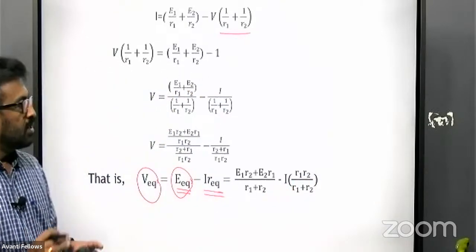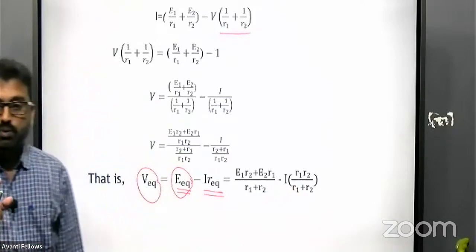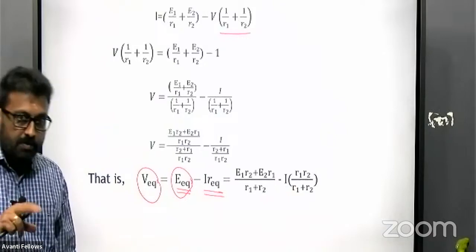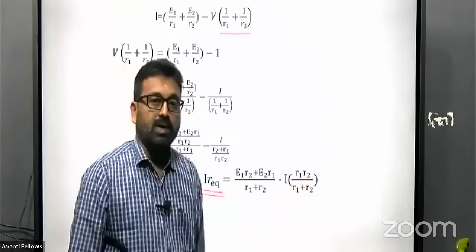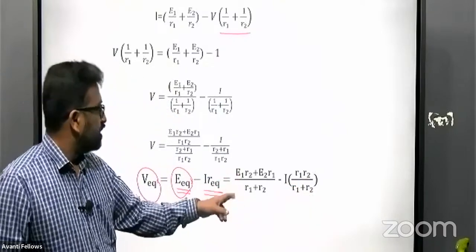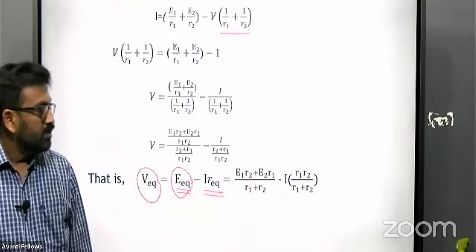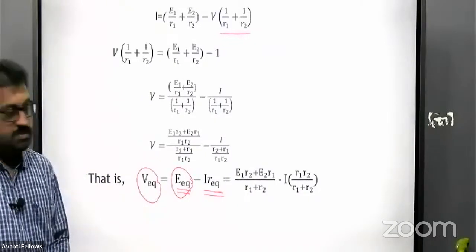E1 R2 plus E2 R1 by R1 plus R2, minus I multiplied by R equivalent. Of course, when two resistors are connected in parallel, the parallel combination will be R1 R2 by R1 plus R2. Remember, two cells are connected in parallel, so their internal resistances also will be in parallel. So the parallel internal resistance reduces to R1 R2 by R1 plus R2. Then for parallel cells the EMF will reduce to E1 R2 plus E2 R1 divided by R1 plus R2. I think it is very easy to remember.